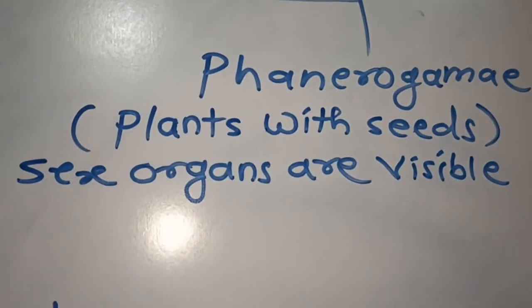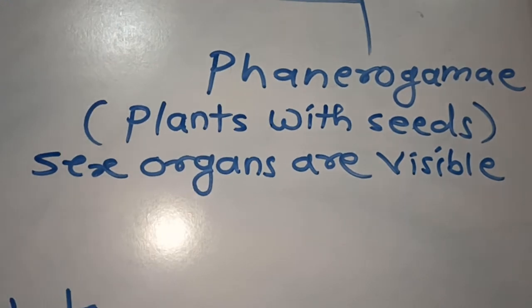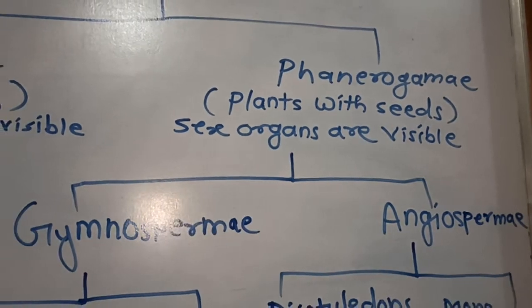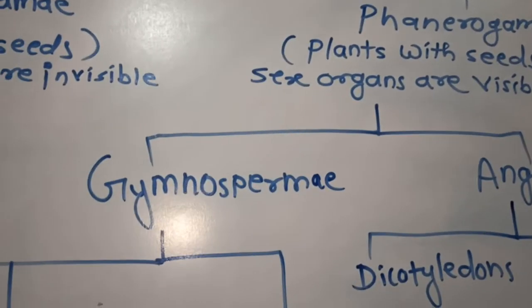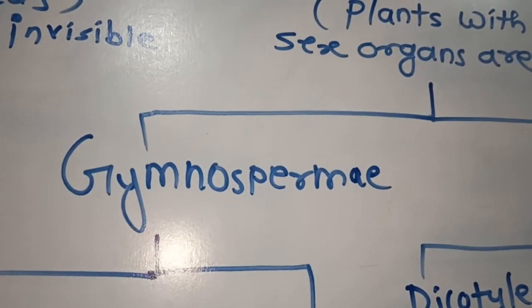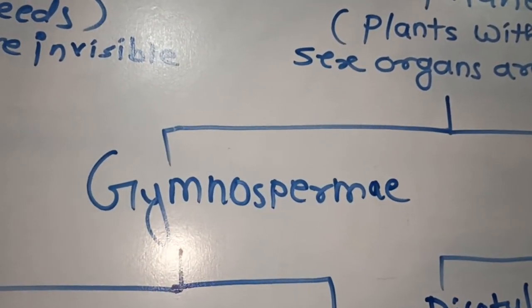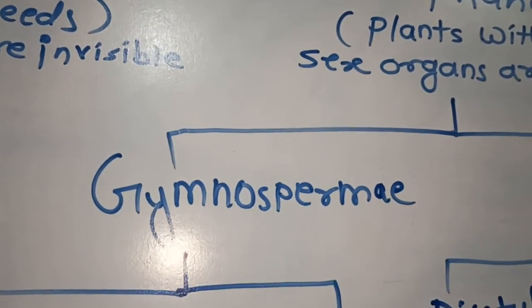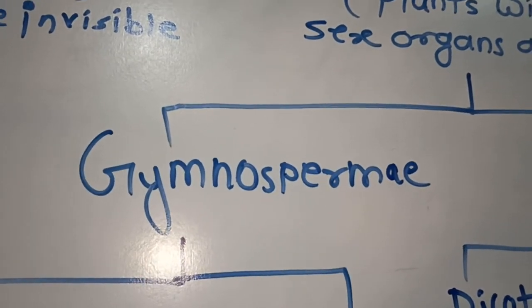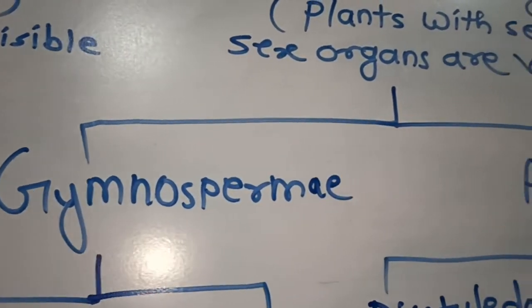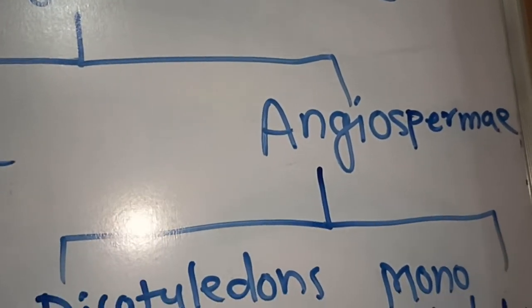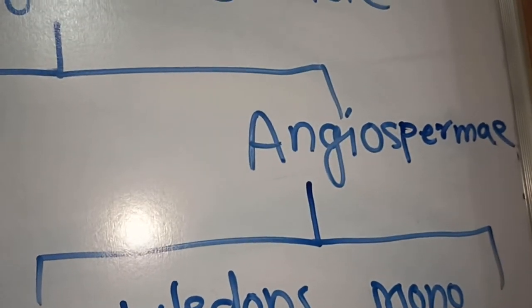Now let's go towards phanerogamy. Phanerogamy has two main subdivisions: gymnosperms and angiosperms. The gymnosperm subdivision includes plants with seeds without a fruit coat. The gymnosperm members are known as gymnosperms, such as cycas. The best example to explain gymnosperm is cycas. While angiosperms are plants which have seeds with a fruit coat.